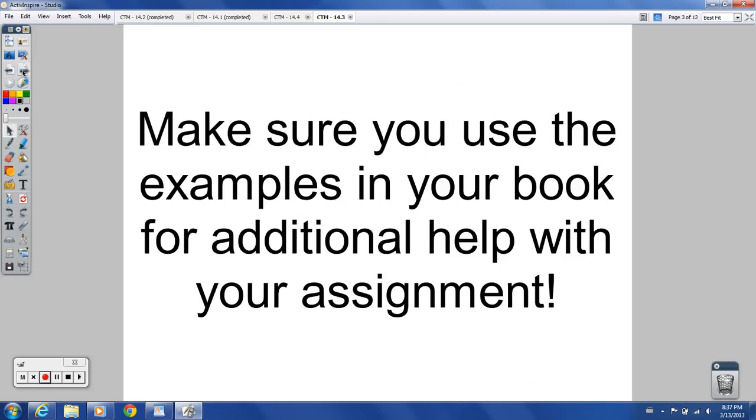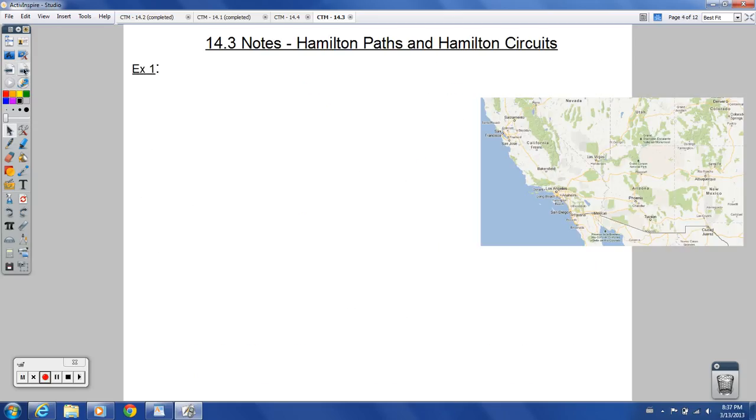But we're looking at all this stuff here, especially today, is focusing on Hamilton paths and Hamilton circuits. So we talked about Euler paths and Euler circuits already, and there's another dude, his name's Hamilton, and he did some pretty groundbreaking work in graph theory as well. And so some of the things we have in graph theory are named after him, and specifically for this lesson, Hamilton paths and Hamilton circuits.